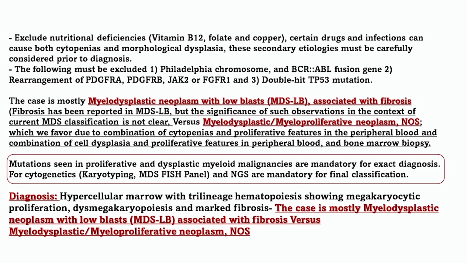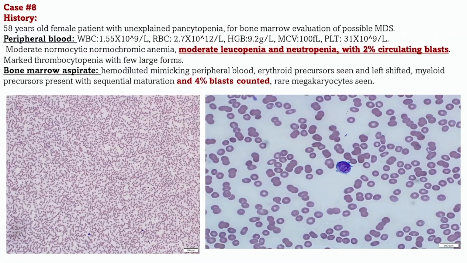So mutations, as I've said, especially ASXL1, DNMT3, I know most of us don't have it, but I believe it is really important nowadays. So we added the patient as hypercellular bone marrow with trilineage hematopoiesis, megakaryocytic proliferation, megakaryopoiesis and fibrosis. The patient is mostly MDS with low blast associated with fibrosis versus myelodysplastic/myeloproliferative neoplasm, which we preferred at that time.